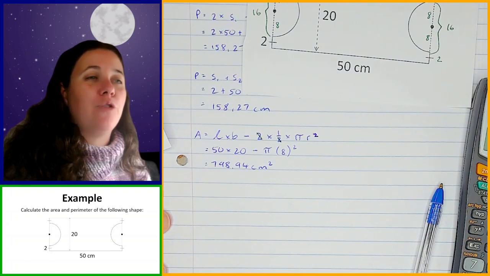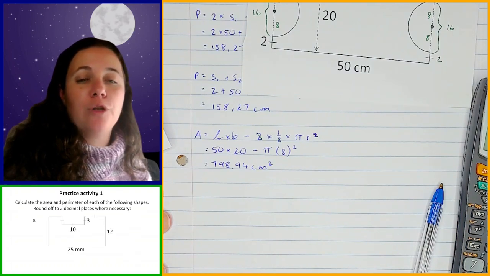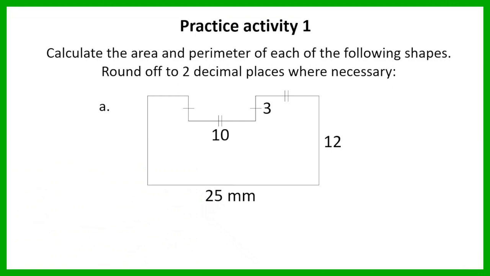Now you're going to do a couple for yourself. The first one you're going to do is question A. You have got this shape over here. You need to work out the area and the perimeter of the shape, and if necessary, round it off to two decimal places. I'm going to give you 2 minutes to work this out.